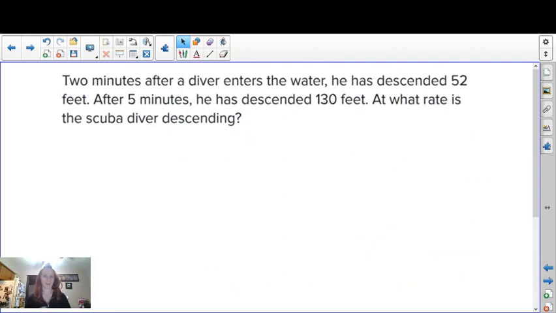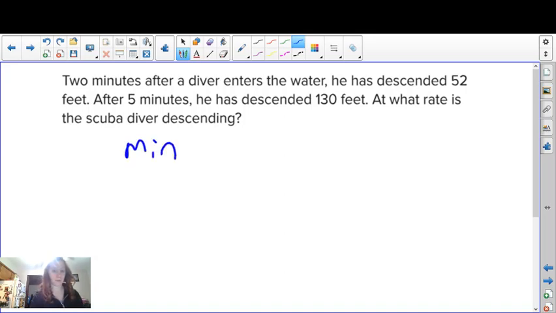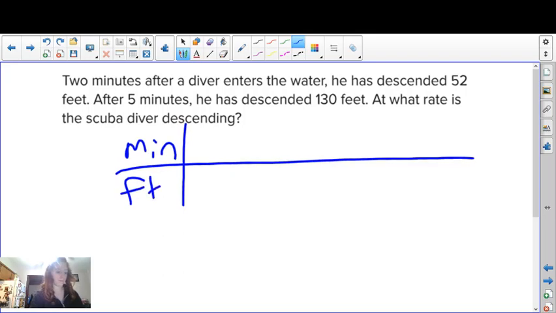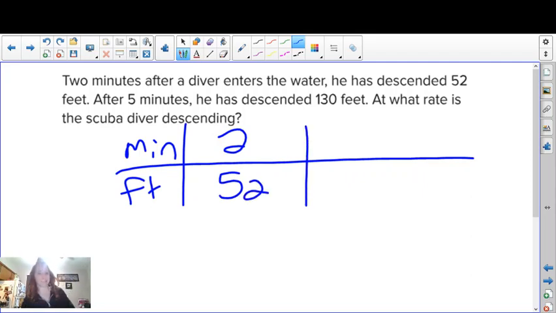Cool. 2 minutes after a diver enters the water, he has descended 52 feet. After 5 minutes, he has descended 130 feet. What rate is he descending? So in this one, we're talking about minutes and feet. So I have 2 minutes and 52 feet. And then I have 5 minutes, there it is, and 130 feet.